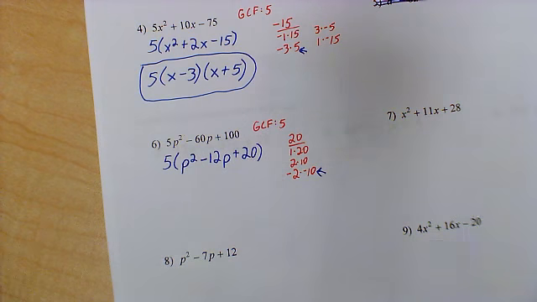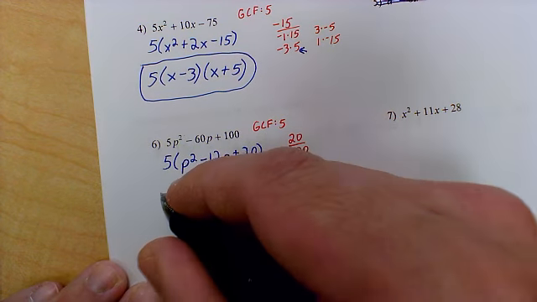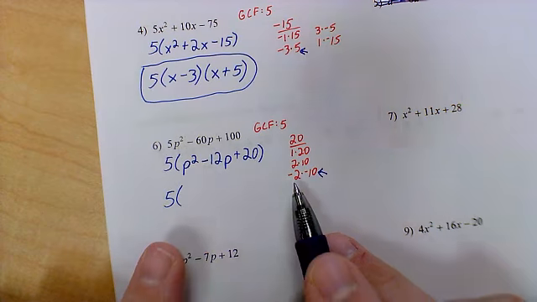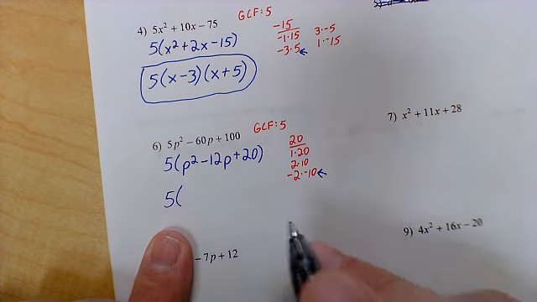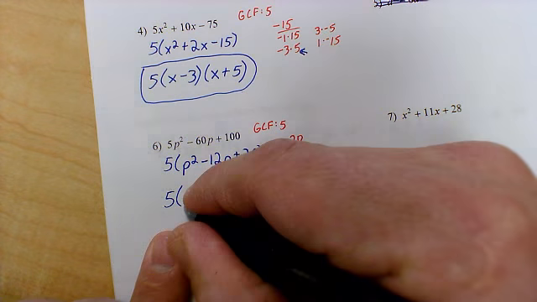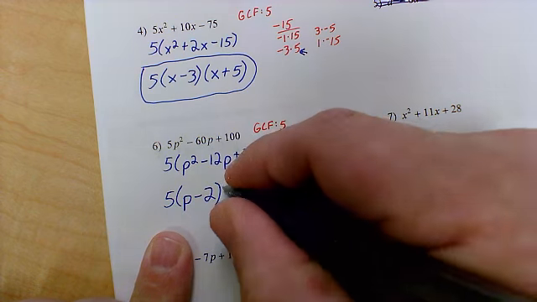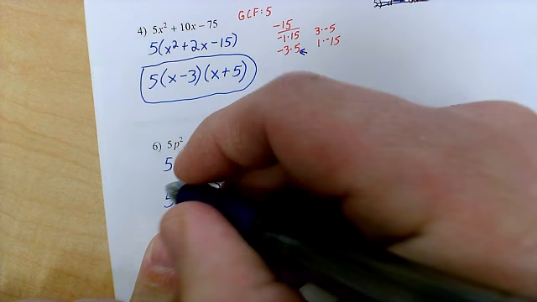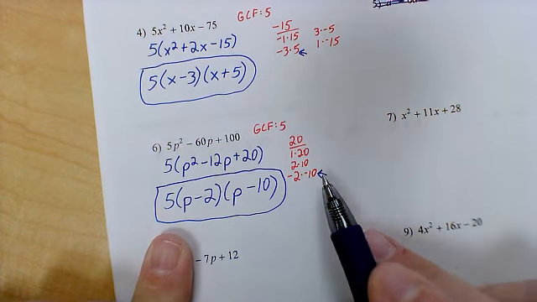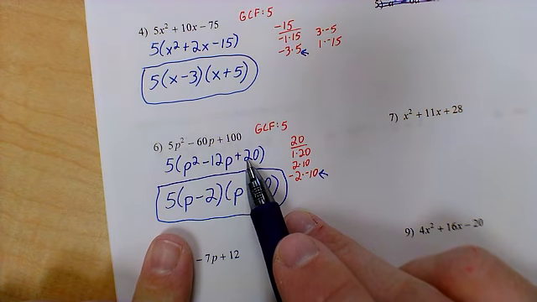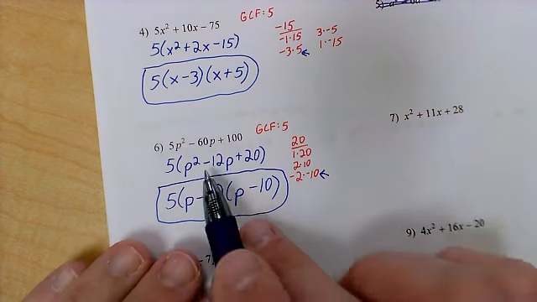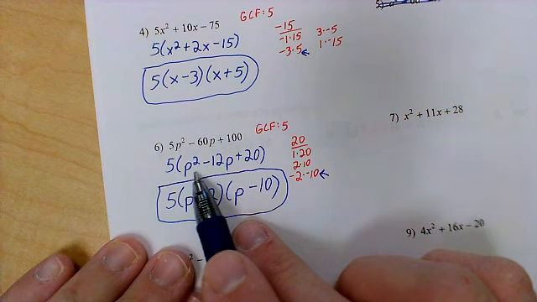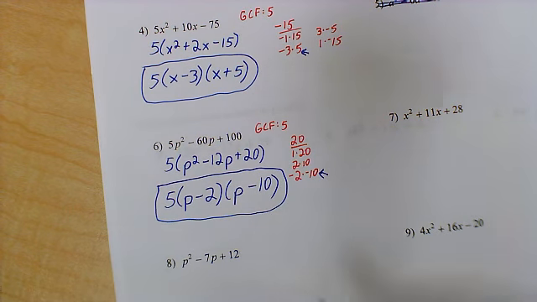All right, moving right ahead, I'm going to go ahead and write down my 5 times. I'm going to now have p minus 2 and then p minus 10 as my factors. If there's not a pair of numbers that multiplies out like this, then you would have stopped on your previous step, but because there was a pair of numbers that worked out for me, I went that extra step.